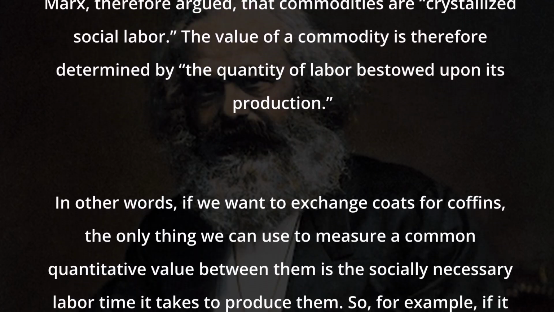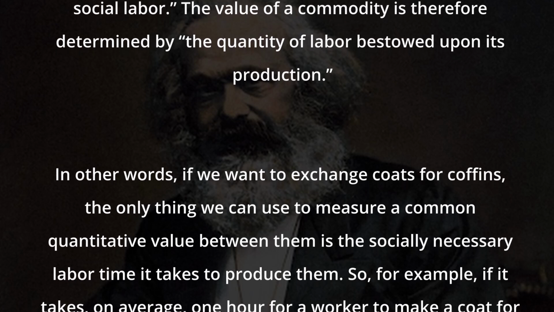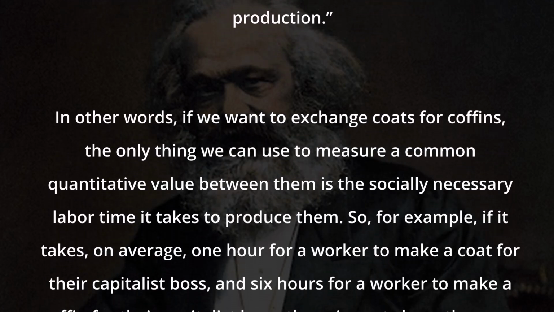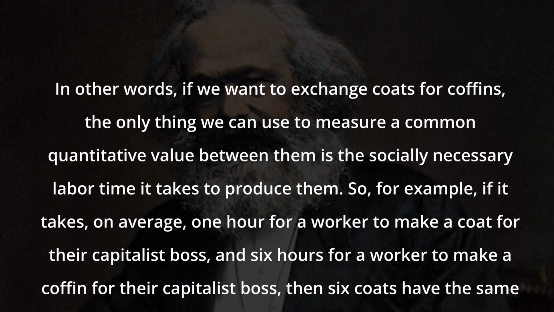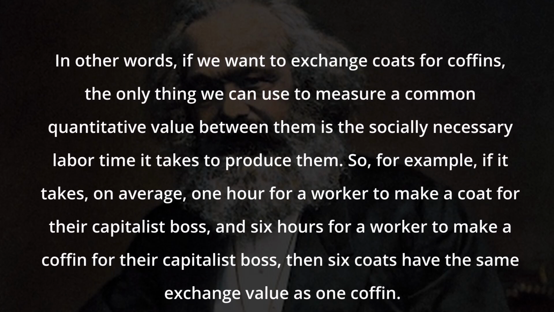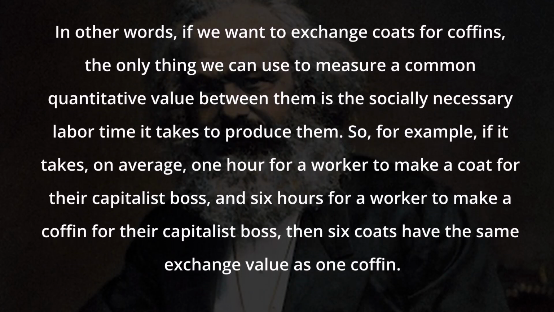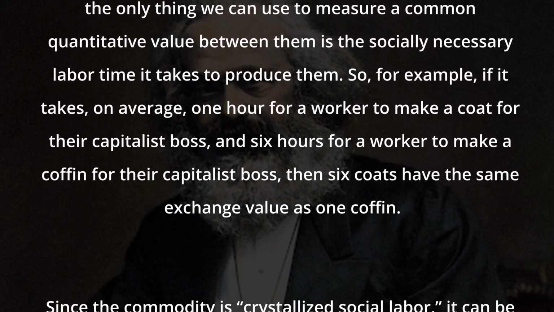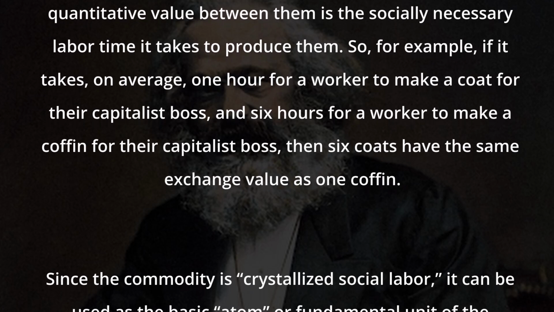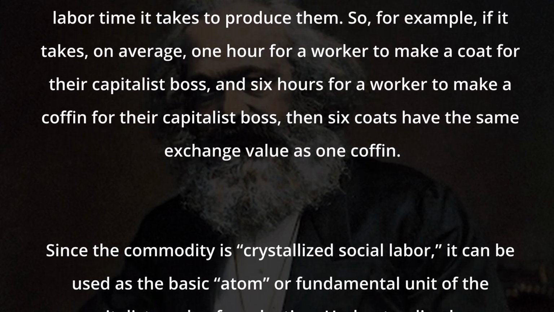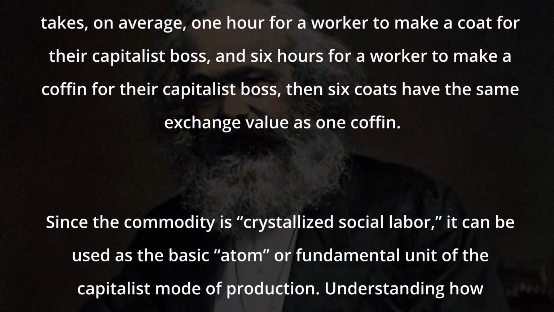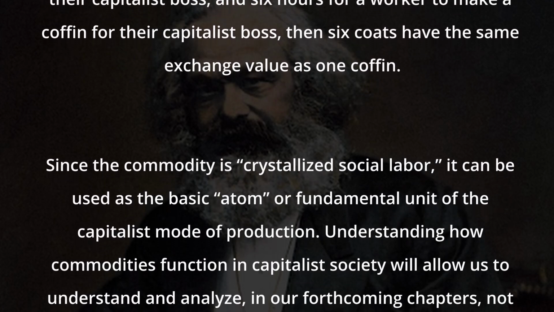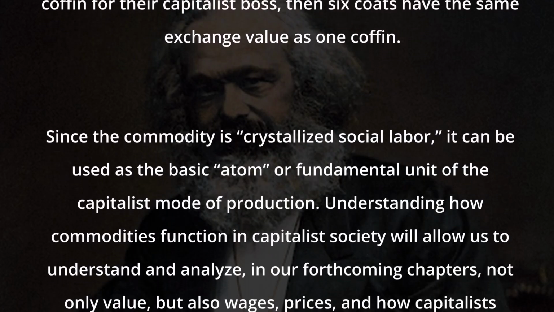Marx therefore argued that commodities are crystallized social labor. The value of a commodity is therefore determined by the quantity of labor bestowed upon its production. In other words, if we want to exchange coats for coffins, the only thing we can use to measure a common quantitative value between them is the socially necessary labor time it takes to produce them. So, for example, if it takes on average 1 hour for a worker to make a coat for their capitalist boss and 6 hours for a worker to make a coffin for their capitalist boss, then 6 coats have the same exchange value as 1 coffin.